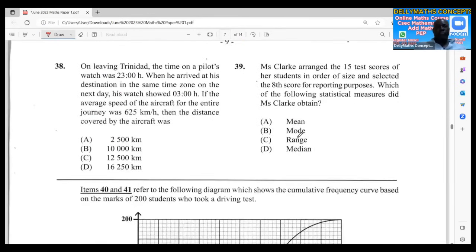Let's go to 38. On leaving Trinidad, the time the pilot left was 23 hours. 23 hours can be seen as 11 p.m.